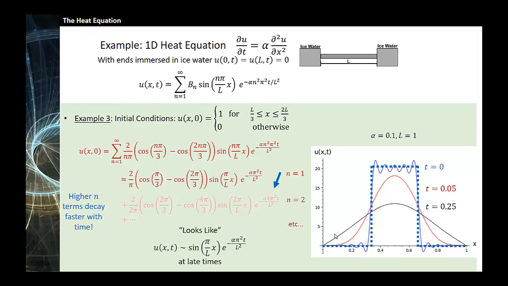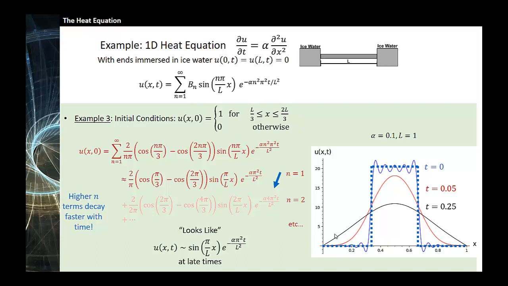And in fact, if I go to slightly later times, then I get a profile for the temperature of the bar that effectively looks like sine of pi over L times x, the n equal to 1 term. So as I go to later and later times, it just looks like the n equal to 1 term, which will then decay to 0, as we expect, as t goes to infinity.